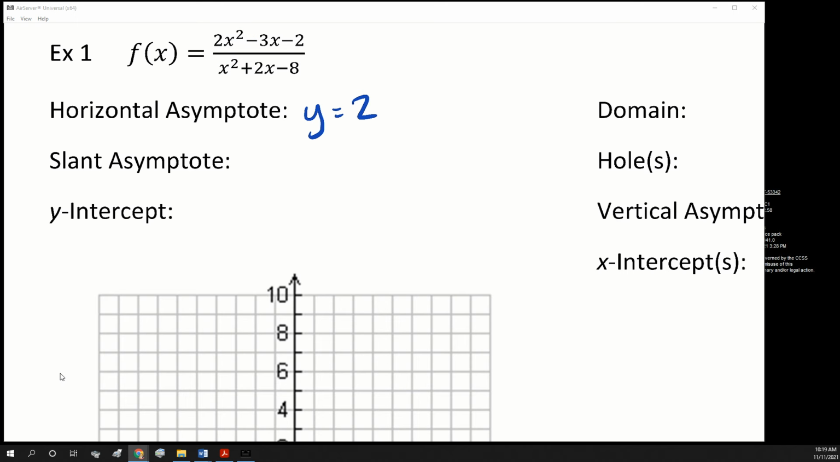Right? Does this one have a slant asymptote? No. So if there is a horizontal, there's automatically not a slant. But if you were told only to find the slant, how do you know if there's a slant asymptote? The numerator degree is exactly one more than denominator. Very good. All right, what's the y-intercept?